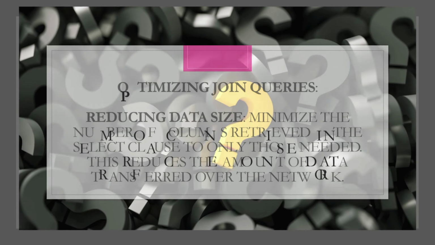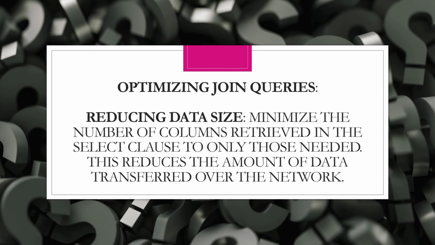Optimizing join queries. Reducing data size. Reducing the number of columns retrieved in the select clause when doing join queries helps to minimize the size of the result set, leading to reduced data transfer overhead over the network. By selecting only the necessary columns, unnecessary data is excluded, resulting in more efficient use of network resources and faster query execution.